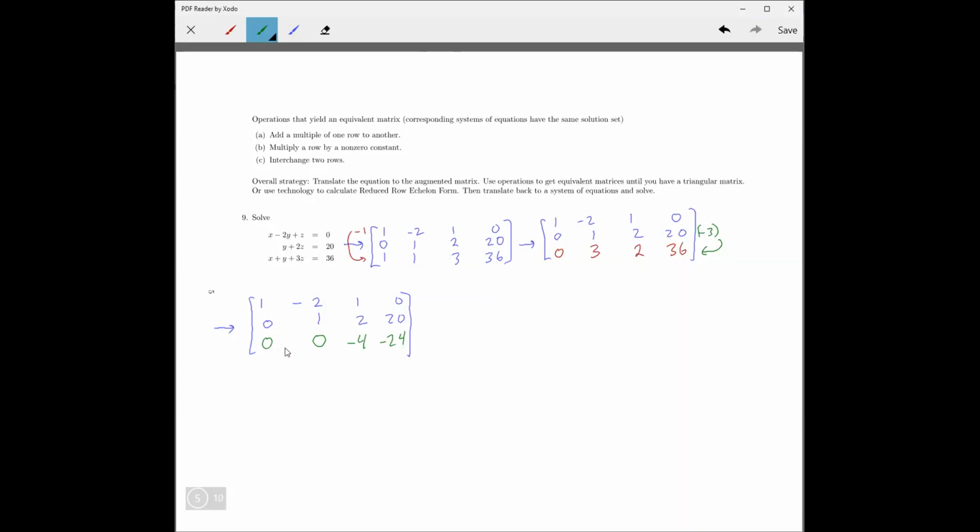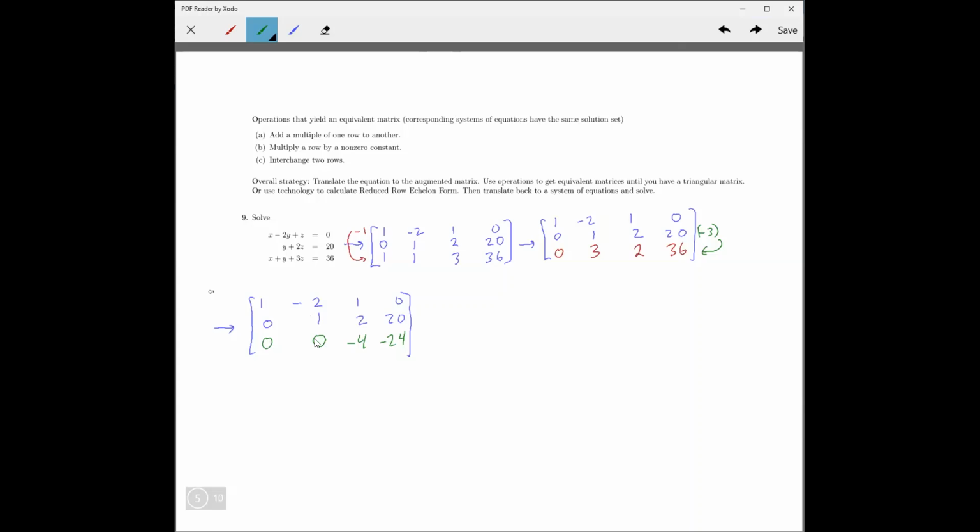Okay, so now that we have a triangular matrix, which means that you've got zeros here. This right here is called the main diagonal. When you start from the top left and you go down 1 and over 1, and then you go down 1 and over 1, those three numbers right there, the 1, 1, and 4, are on the main diagonal.